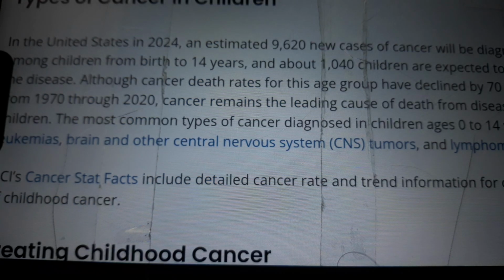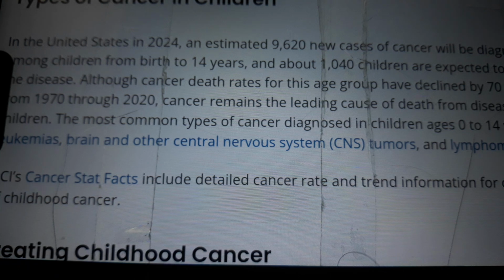In the United States, 2024 showed an estimated 9,620 new cases of cancer among children from birth to 14 years. About 1,040 children are expected to die from the disease. Though cancer death rates for this age group have declined by 70% from the 1970s to the 2020s, cancer remains a leading cause of death from disease among children.